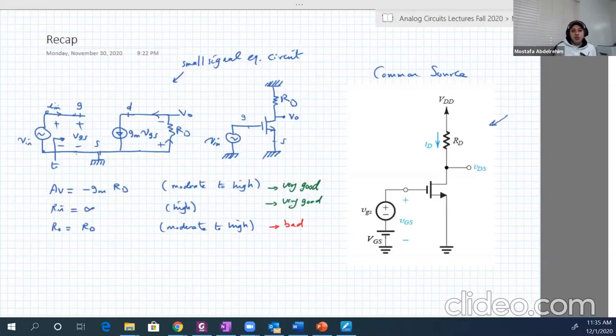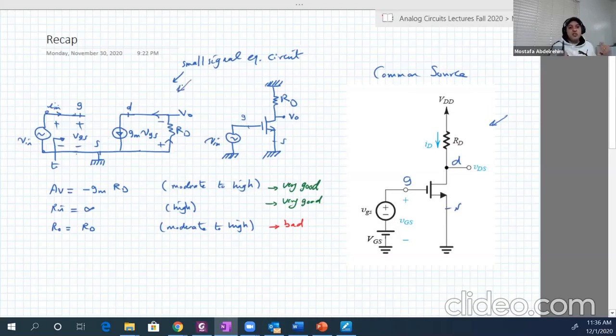We're going to continue our discussion about MOSFET amplifiers. We already discussed last lecture about common source amplifiers, in which the input is at the gate and the output is at the drain, and the source is just common between them. And here is the equivalent circuit for it.